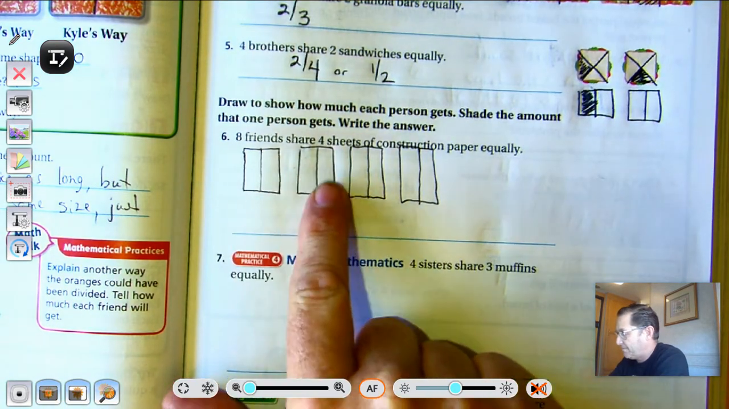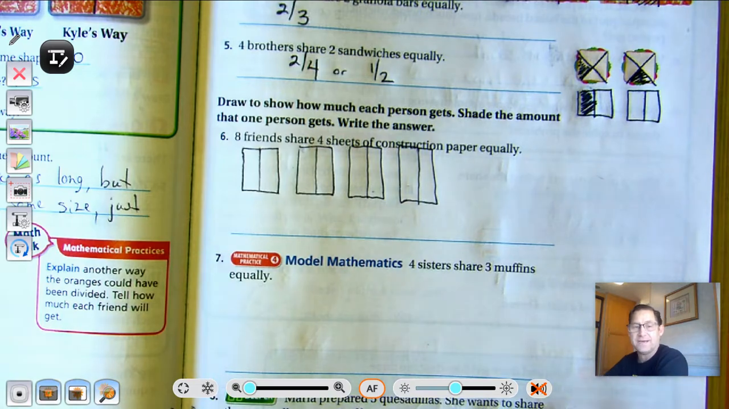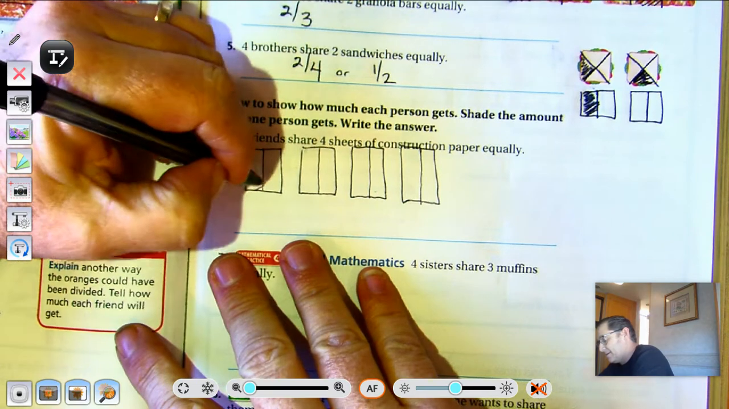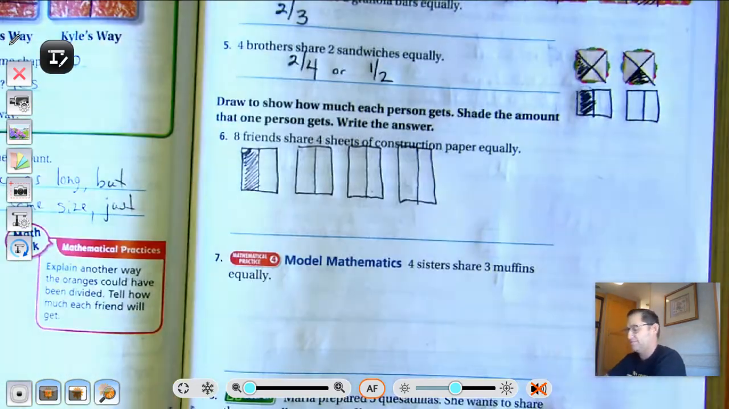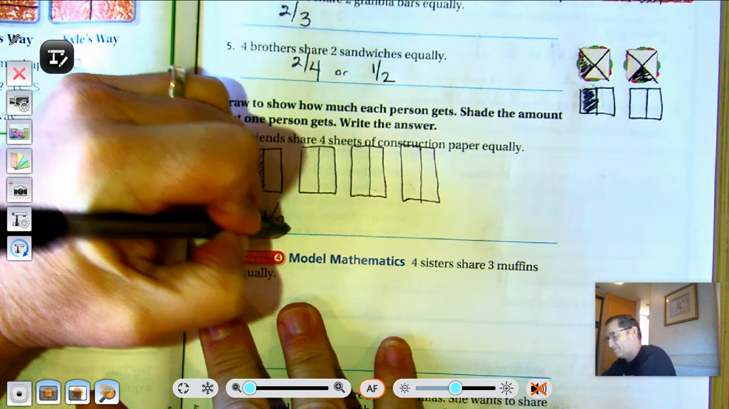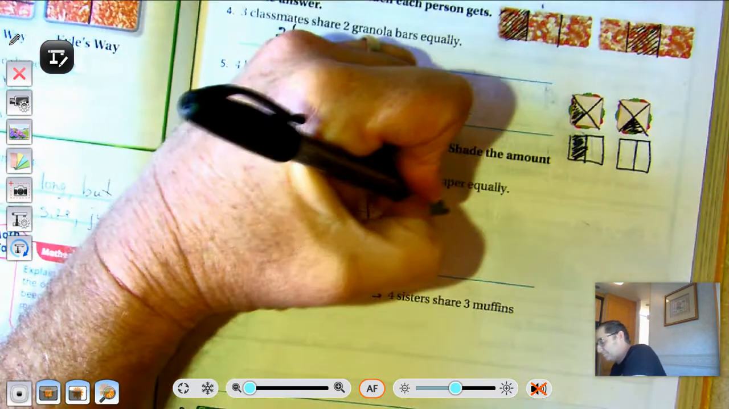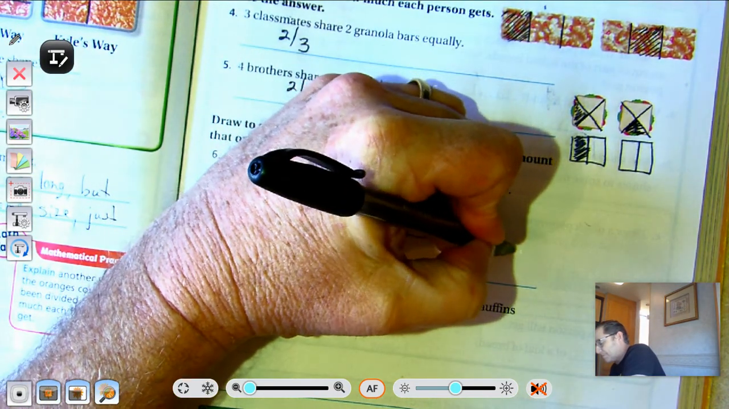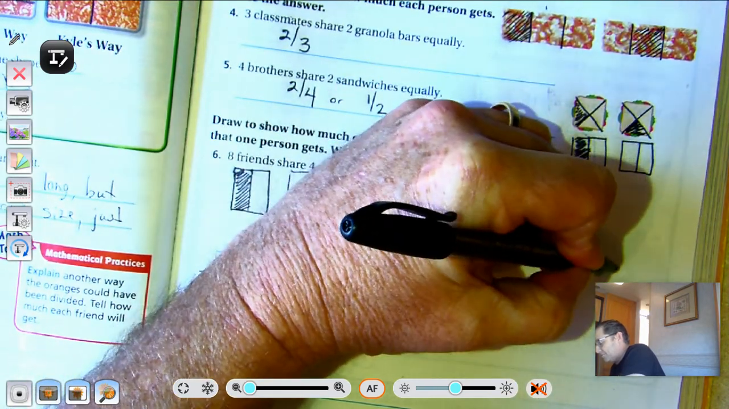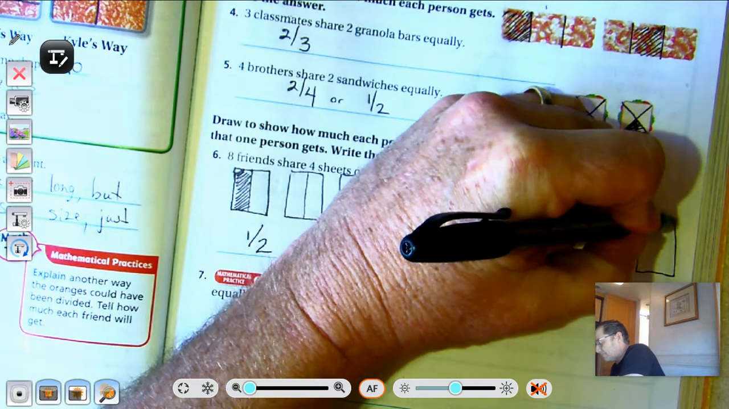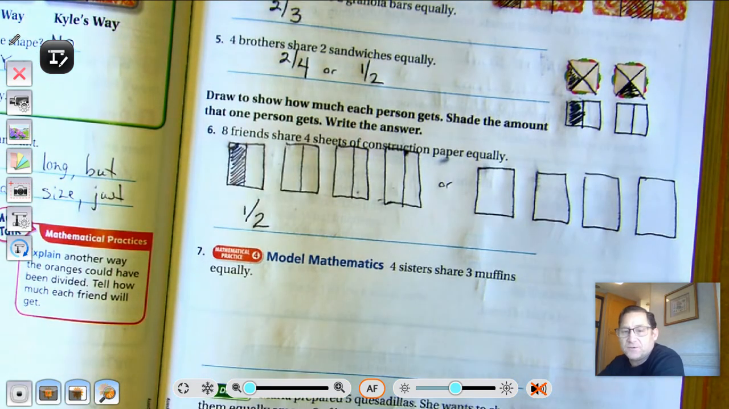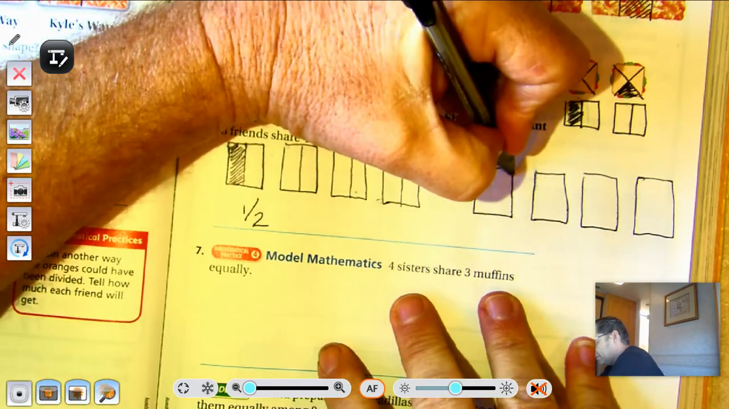1, 2, 3, 4, 5, 6, 7, 8. So there's 8 pieces. 8 pieces to represent each friend. And so if I was one friend, I'd receive half of one sheet. So half. Or I can take the 8 pieces, the 8 sheets of construction paper, and split each of the papers into 8-size pieces.